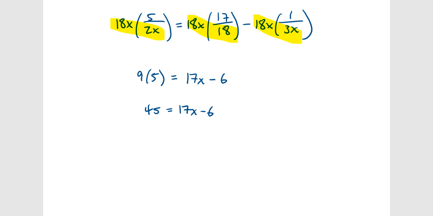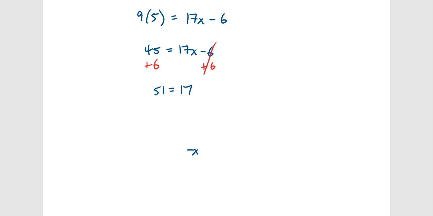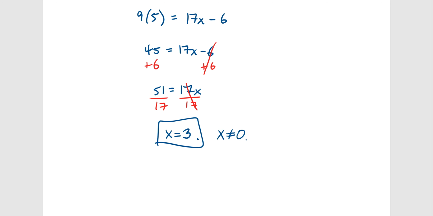So we need to get the x by itself, so let's add 6 to both sides here. 45 plus 6, we get 51. 51 equals 17x. Divide both sides by 17, and we get 51 over 17 is 3. So x equals 3, and just a reminder, x is not allowed to equal 0.